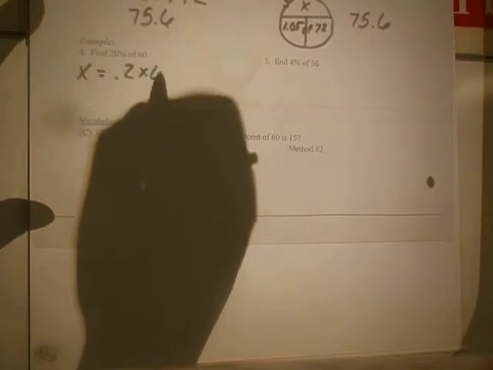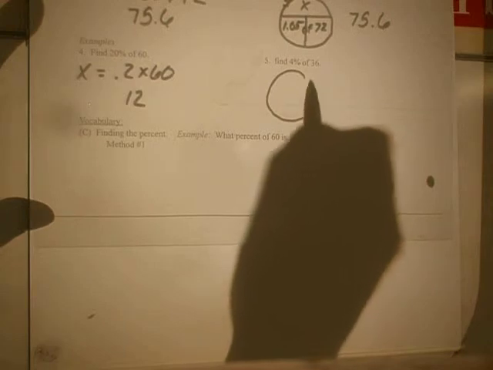Example 4, finding 20% of 60. We're trying to find, it's our unknown, so that's going to be an X. 20% is 0.2 times 60. And when you multiply 0.2 times 60, I believe you get 12.